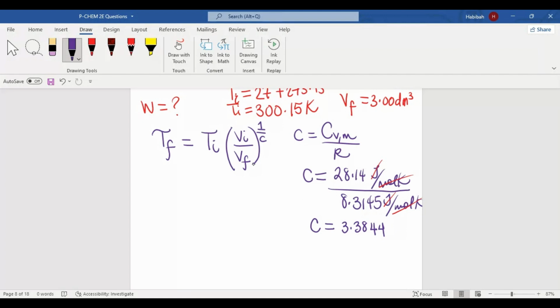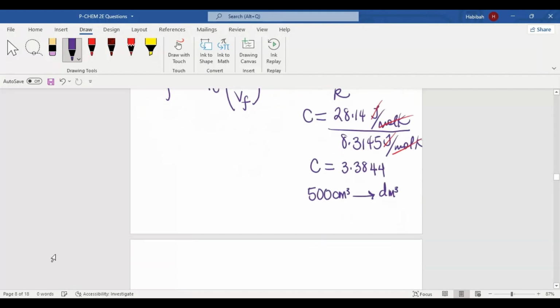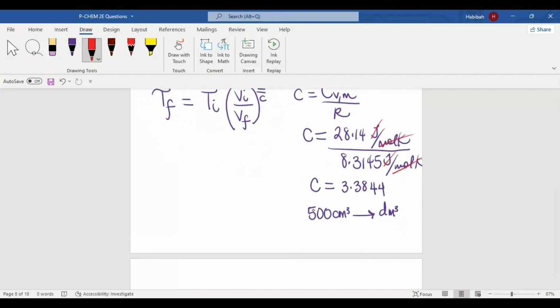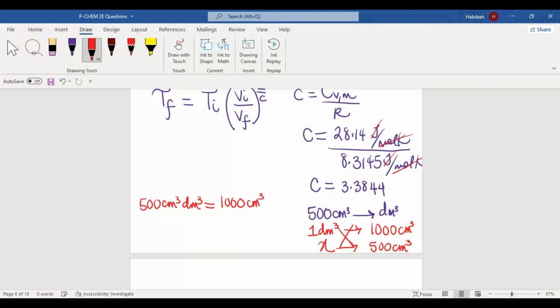The next thing we have to do is convert the initial volume. The initial volume, let's not forget, is 500 centimeter cube, and we're trying to go to decimeter cube. In order to do this, we have to remember that one decimeter cubed is the same thing as 1000 centimeter cubed. Hence, 500 centimeter cubed is going to give you what? Let's use the unknown value x. If we cross multiply, we end up with 500 centimeter cube decimeter cubed equal to 1000 centimeter cubed x.